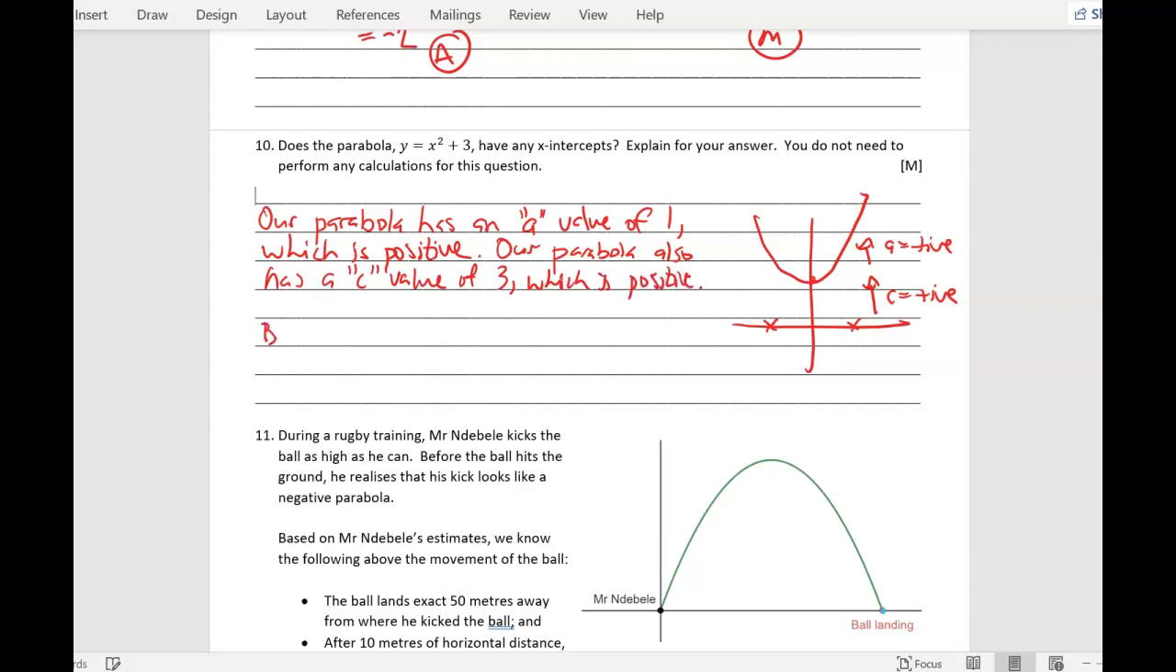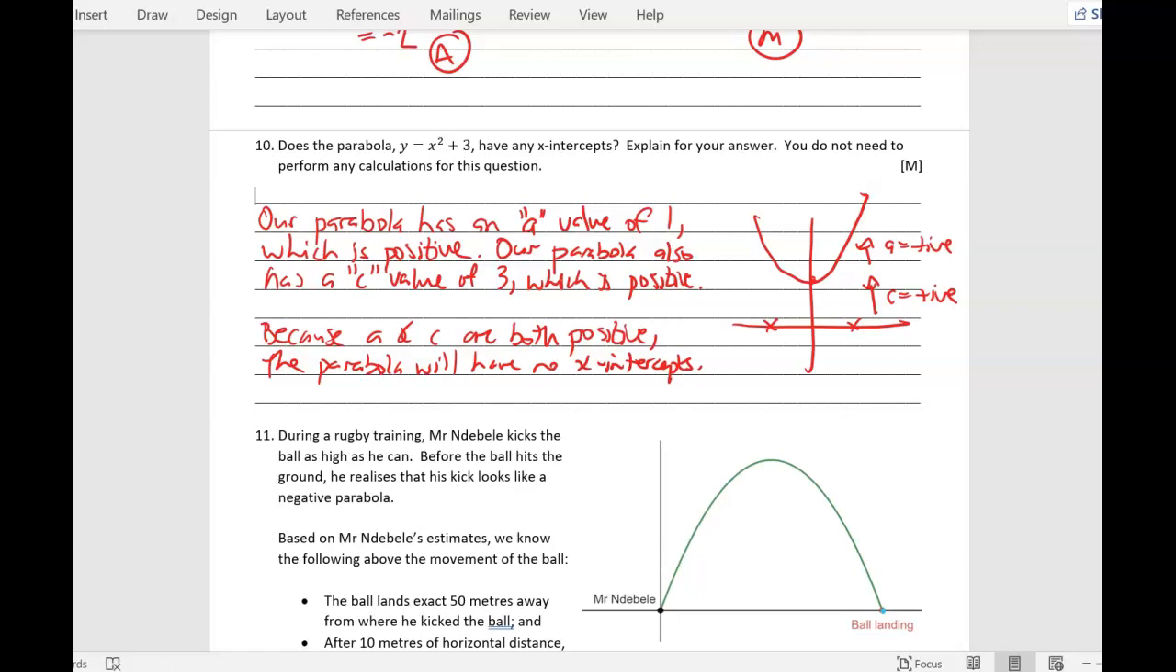And then because a and c are both positive, the parabola will have no x-intercepts. So hopefully that makes sense. Hard to explain, but once you're chatting about the a and the c values, it does get a bit easier.